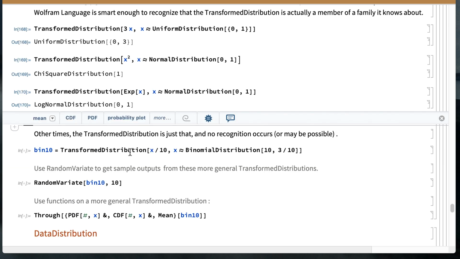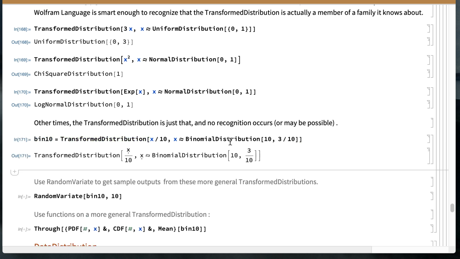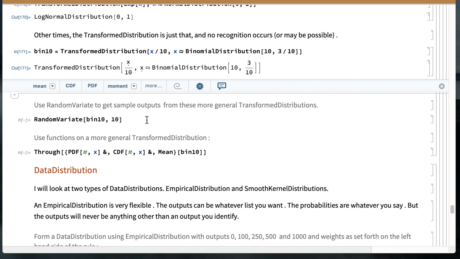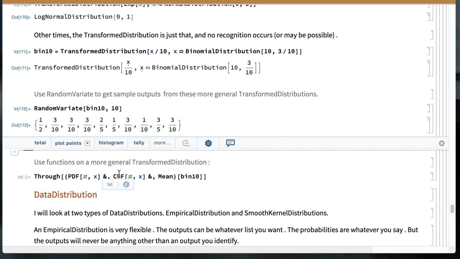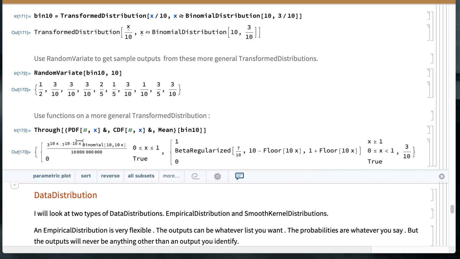But what if I take the output from a binomial distribution and I divide the result by 10? Does that have a name? And the answer is no. It's just a transform distribution. But I can still say, hey, transform distribution, start making stuff. By using the random variate command, it will start to make stuff. And I can use my usual functions on this more general transform distribution. I can find out what its PDF is and what its CDF is.